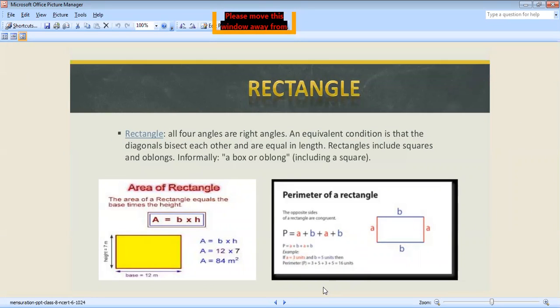Let's take an example. A equal to 3 units and B equal to 5 units. Perimeter of a rectangle is 2 into A plus B. 2 into 3 plus 5. 3 plus 5 is 8. 2 into 8 is 16 units. Area of the rectangle. Next.